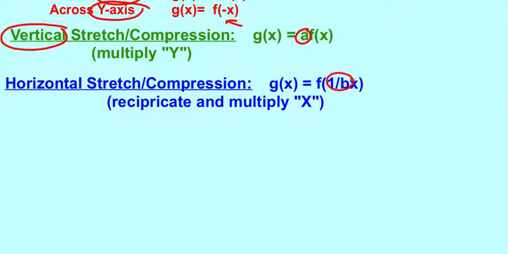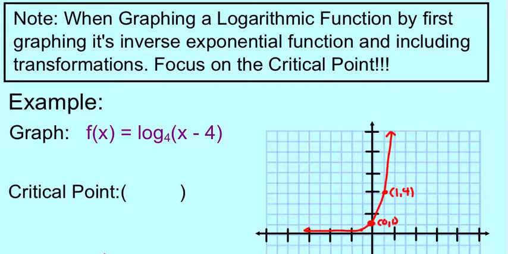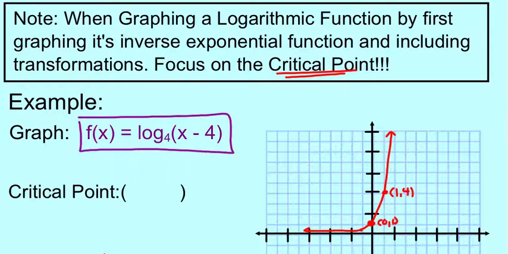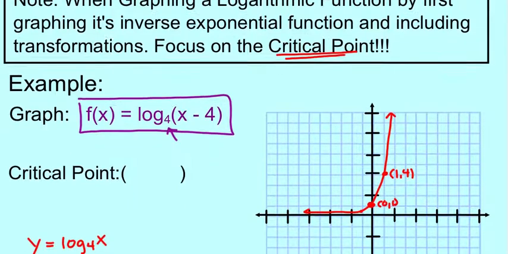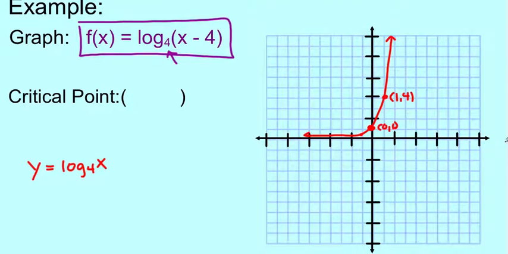If it happens inside of the function with a multiplier, it'll horizontally stretch or compress it. So we want to first focus on that critical point. So we have this function here in the purple, and we want to graph it. So we notice the base is 4. So what I did first is I just graphed this exponential function with base 4. We've done that already in a previous video.